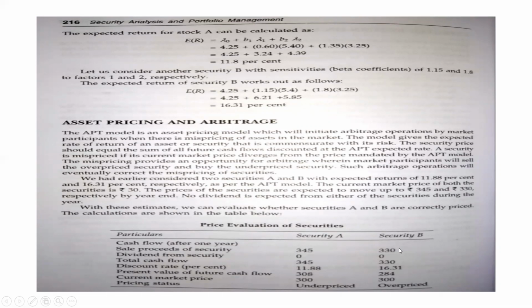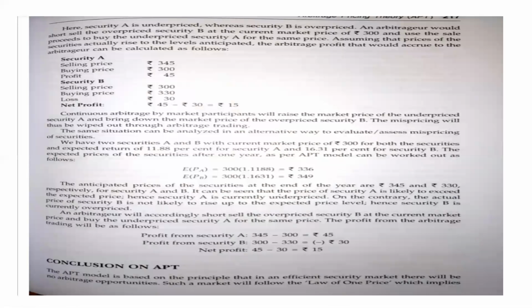And the 330 rupees that we receive after 1 year is worth rupees 284 right now. The current market price is also given, and they are comparing, right? See, they have calculated for security A and B. For A, selling price is 345, buying price is 300, profit is 45. Here the selling price is 300, buying price is 330, loss is rupees 30.